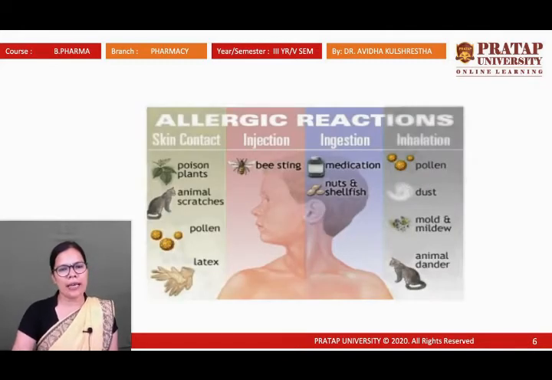An allergic reaction can be created by 3 or 4 routes: either skin contact, injection, ingestion or inhalation. By direct skin contact, when we touch or come in contact with some poisonous plant, it can create some irritation, rashes, redness or edema, and that is allergic. Some animal secretions are also allergic. The saliva of some animals, cats and dogs, creates allergic reactions.